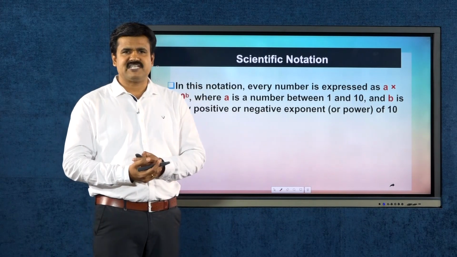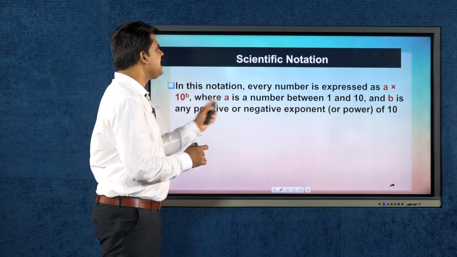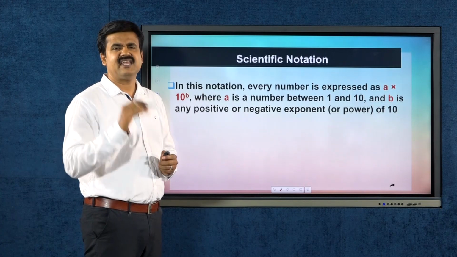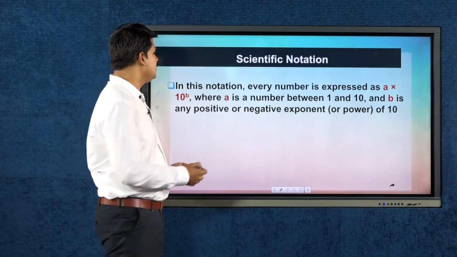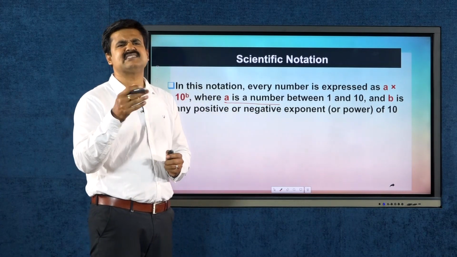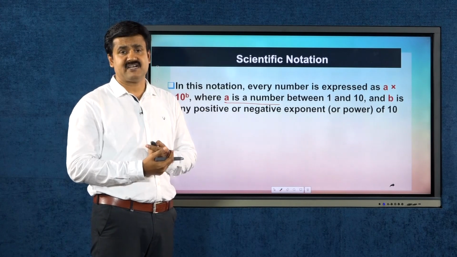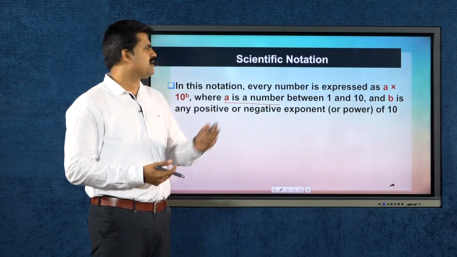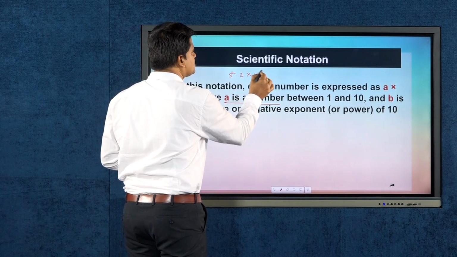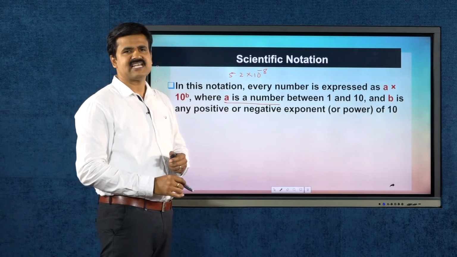In scientific notation, every number is expressed like this: a into 10 raised to b. Any quantity can be represented like a into 10 raised to b. Remember, the first number a is between 1 to 10 and b is simply any positive or negative quantity, the power of 10. You can call it the exponent. See, for example, 5.2 into 10 raised to minus 8. This is a scientific notation.